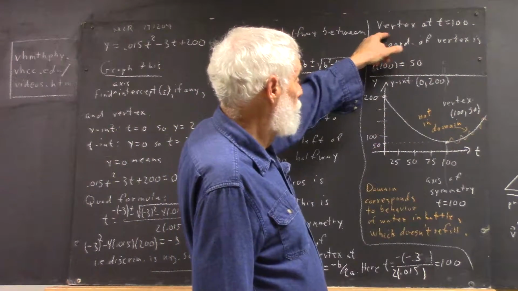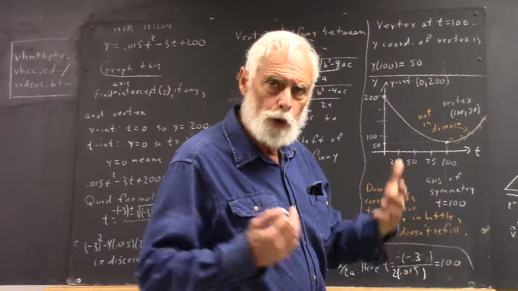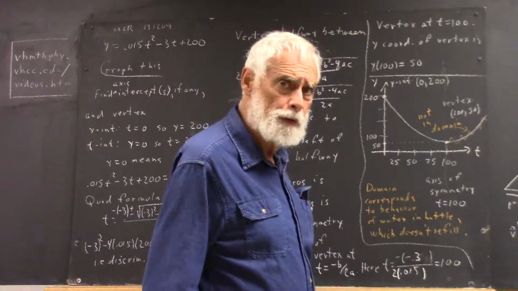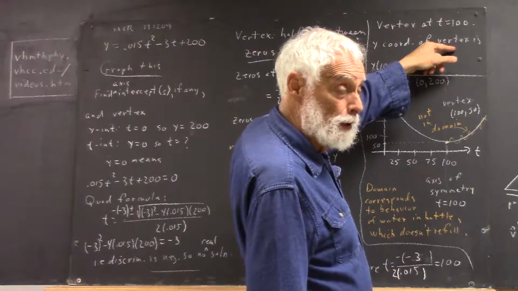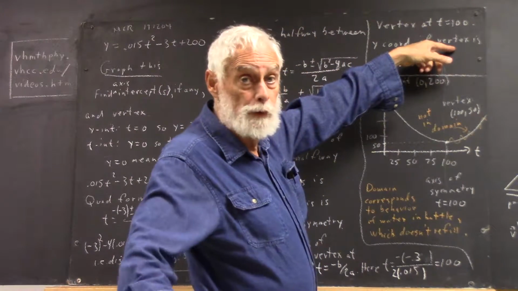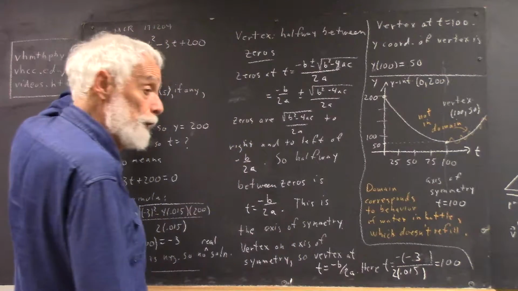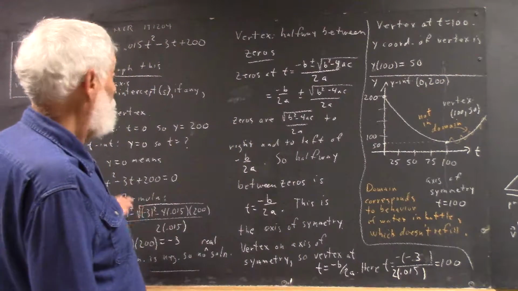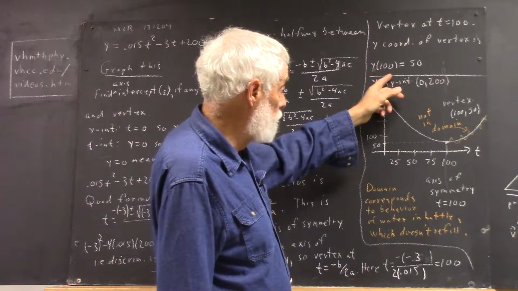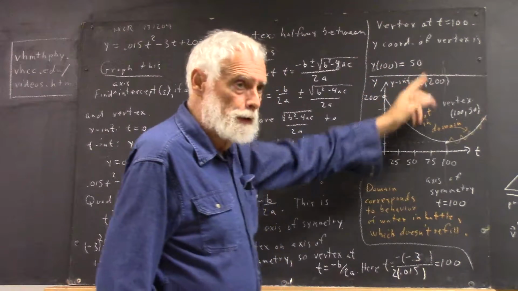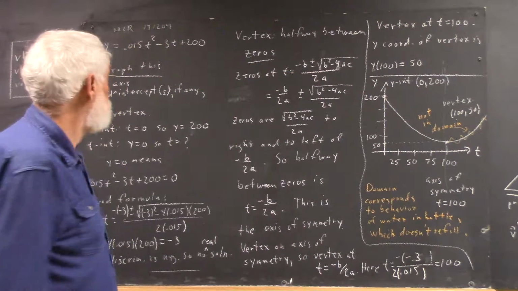Okay, so our vertex occurs when t is 100. To find the location of the vertex on the graph, we simply have to find the y-coordinate. And how do we find the y-coordinate of the vertex? Again, I got a very good response from the class. Well, you plug in 100 for t. So that means we're going to get y of 100, using function notation. If you calculate that, y of 100, that means t is going to be 100, you're going to get 50.